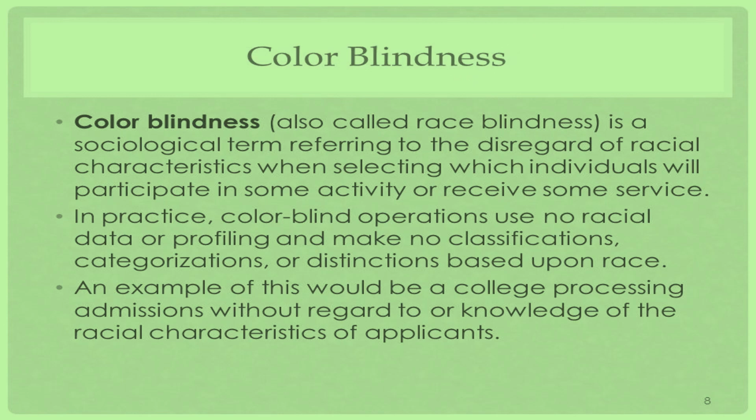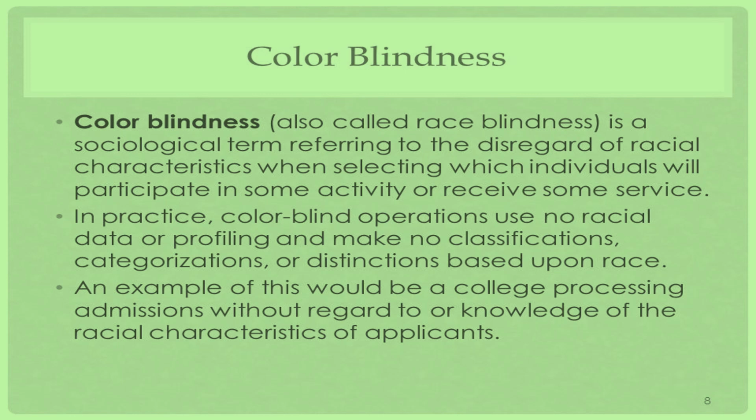All right, so let's start with the idea of colorblindness, sometimes also called race blindness, a sociological term referring to the disregard of racial characteristics when selecting which individuals will participate in some activity or receive some service. And of course, it sounds fairly benign and not threatening when you put it like that, a disregard of racial characteristics, which it is felt should not count in deciding who gets to perform certain activities or who gets to receive some services. In practice, colorblind operations use no racial data or profiling and make no classifications, categorizations, or distinctions based upon race. So that's the basic idea of colorblindness.